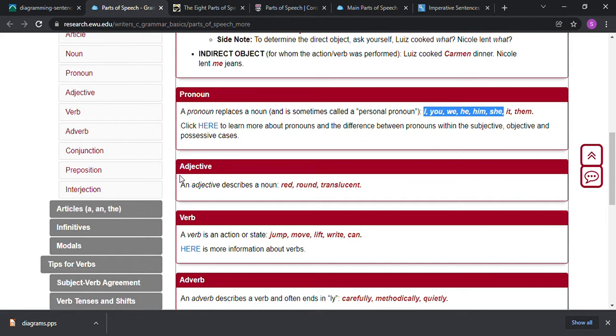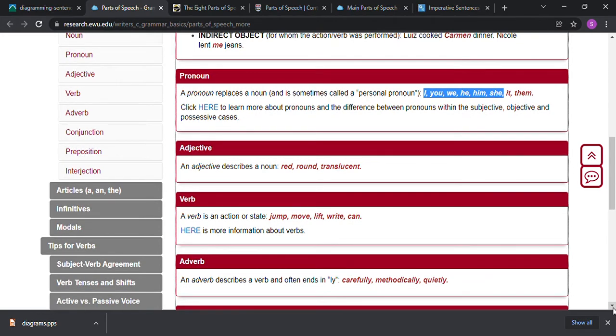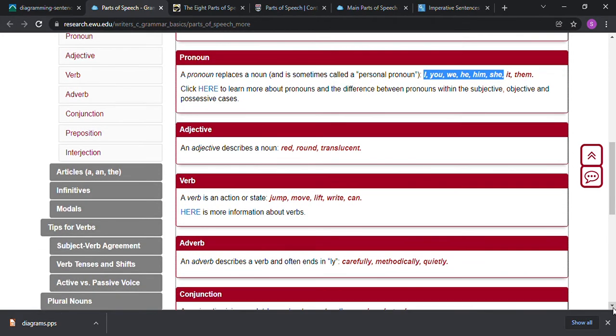An adjective describes a noun: red, round, translucent. If you're doing a sentence and you have, oh, the old lady walked down the street, you know, it's simple. But if you say the little old lady walked down the long and winding road slowly, it makes it more interesting because you add more to the sentence. So there's the adjective, it talks about that.